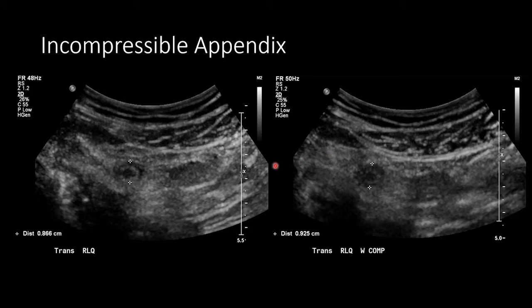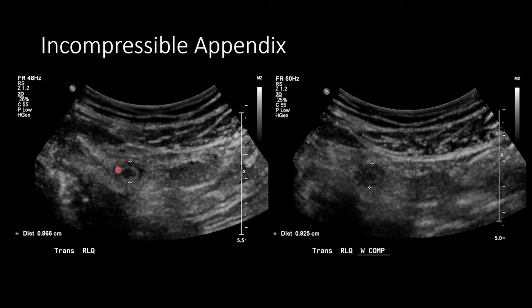Another key feature for diagnosing acute appendicitis that is best accomplished, or really only accomplished with ultrasound, is determining whether or not an appendix is compressible. So here I'm showing you a short axis view of the appendix. And in this case, we have both uncompressed and compressed images.